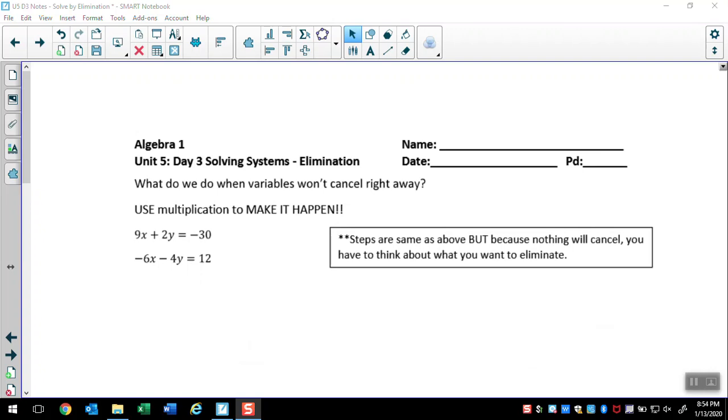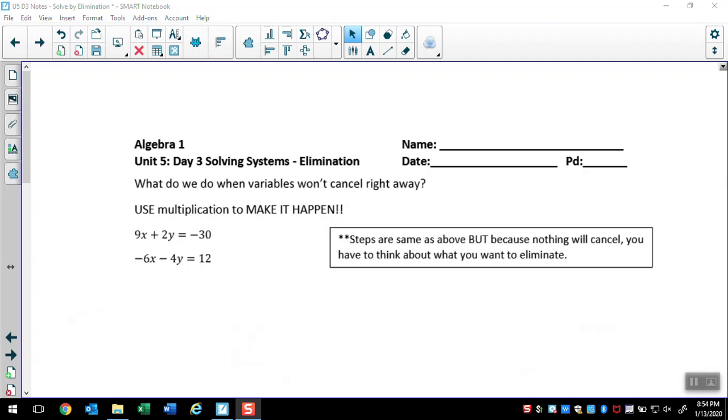So in order to make this a little easier on myself, I first like to take my smaller variable term and compare it to the bigger variable term. So in this case, the 6 to the 9. And I'm going to ask myself, can I easily multiply 6 by something to make it equal to 9? I can't. So eliminating the x's may not be my best bet right now. Now, on the other hand, if I take my 2y and compare that to the 4y, can I multiply 2y by anything to make it equal to 4y? I can. I can do 2 times 2.